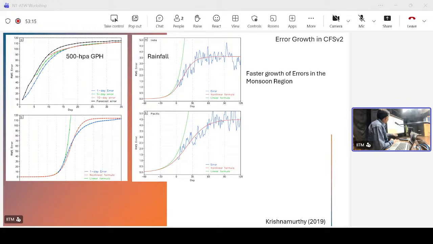Similarly, if you look at the rainfall, the growth is much faster than geopotential height. And what you notice is that there's a faster growth of errors in the monsoon region compared to the Pacific region. You also have to understand that when it comes to monsoon, it is not just ocean-atmosphere interaction; the land, the ice from the Himalayas and the sea ice from Antarctica also play a very important role. So it is much more complicated, and therefore the error grows much faster in the monsoon region.